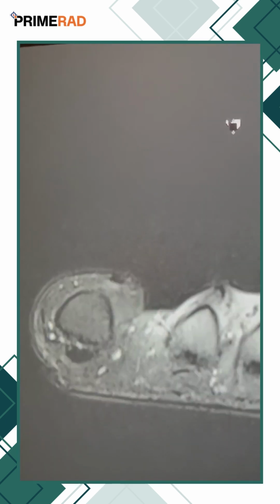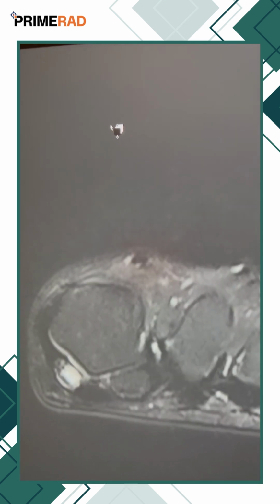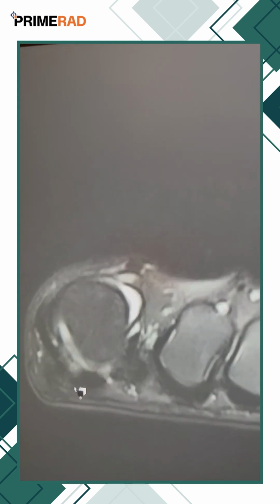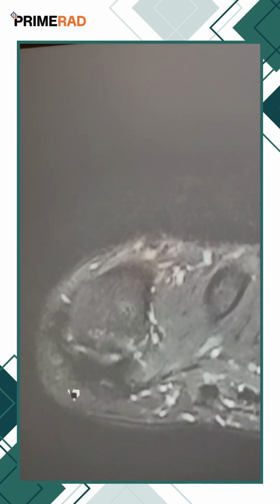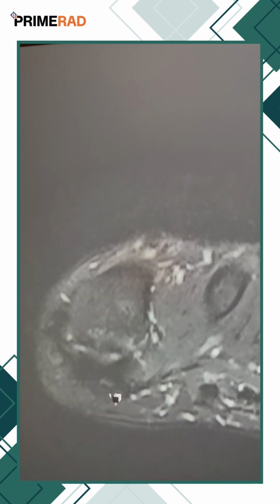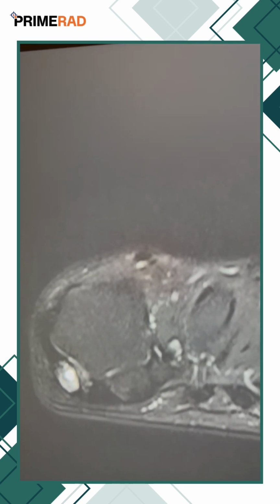So let's look at the axial sequence now. On the axial sequence, this was 2 months back. There is intense edema diffusely in the medial sesamoid. There is some fragmentation there. This is the flexor tendon, that's intact. And then let's look at the sagittal sequence to see what we can see.